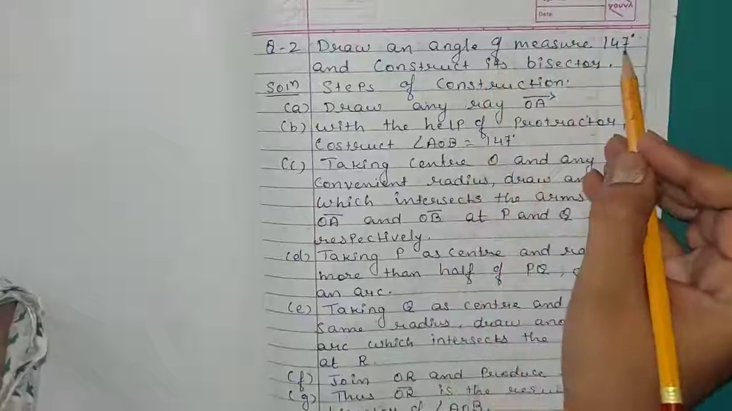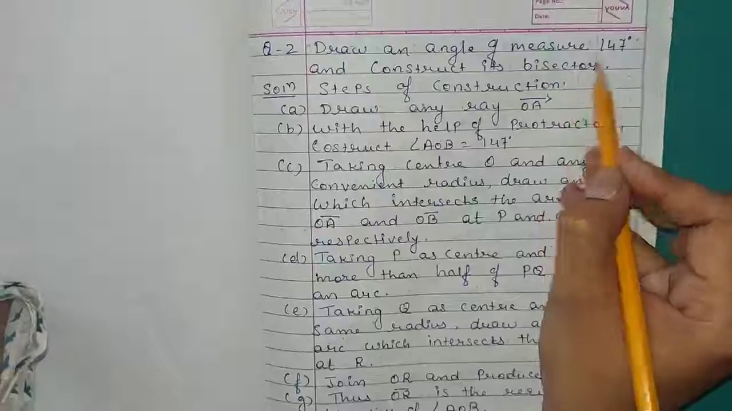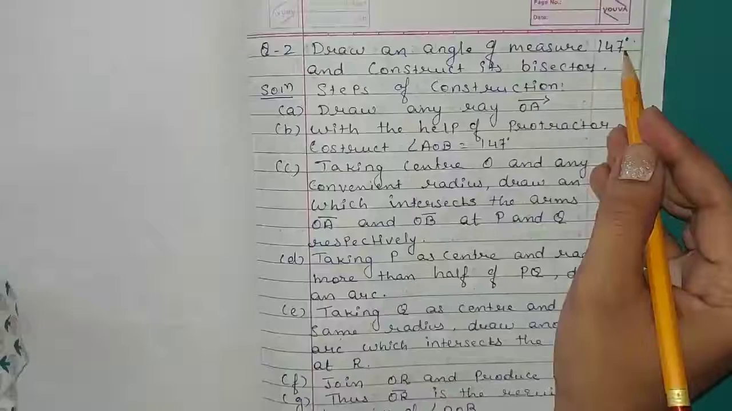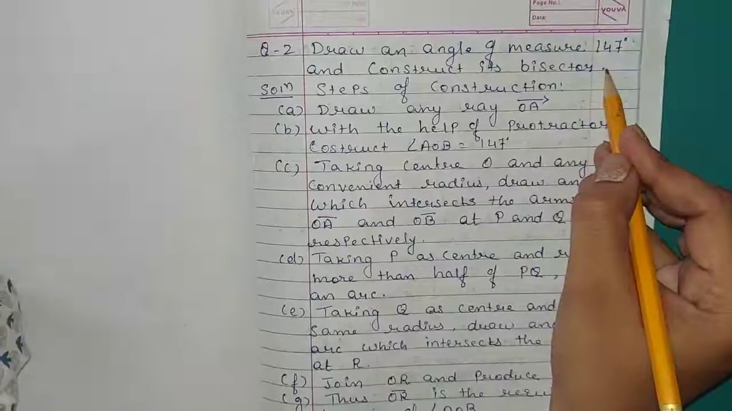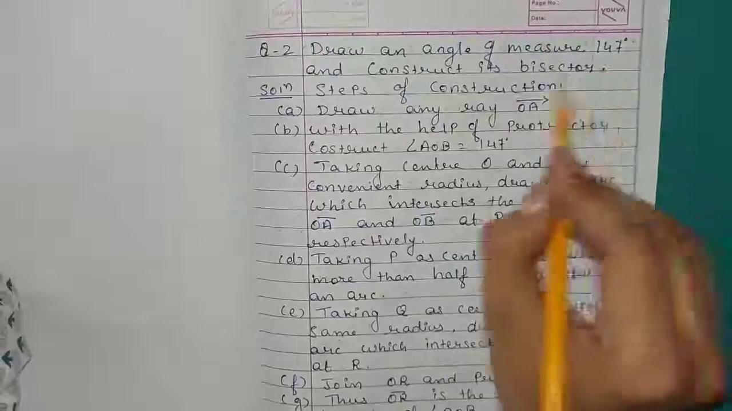Construct an angle of measure 147 degrees and construct its bisector. So first of all we have to draw an angle of 147 degrees and we have to bisect the angle. So let us draw a figure along with steps of construction.